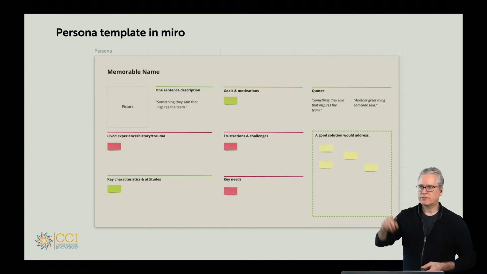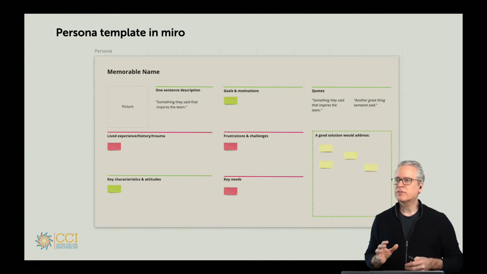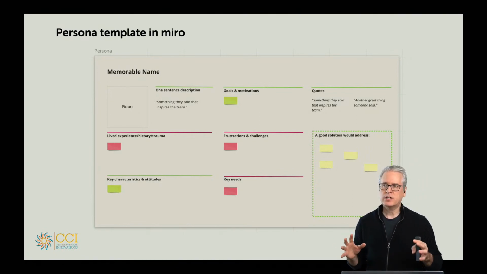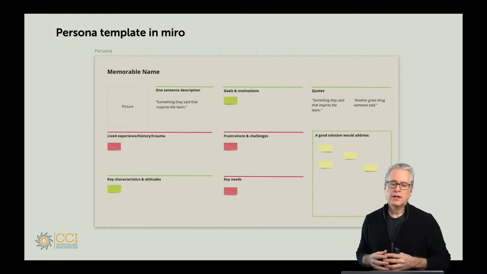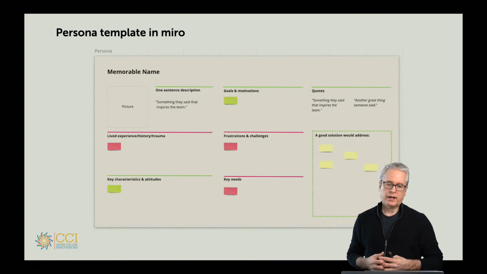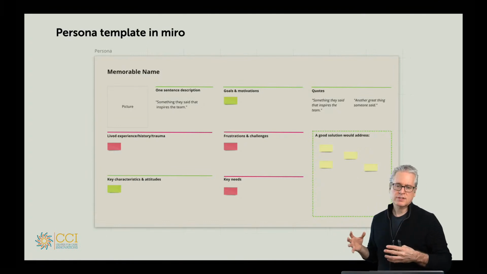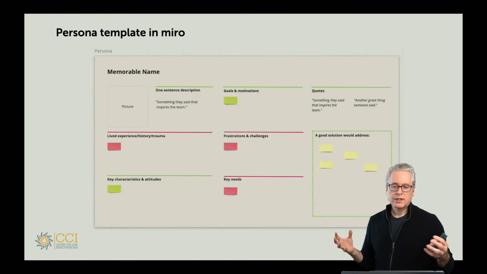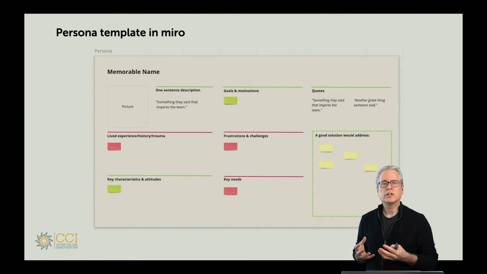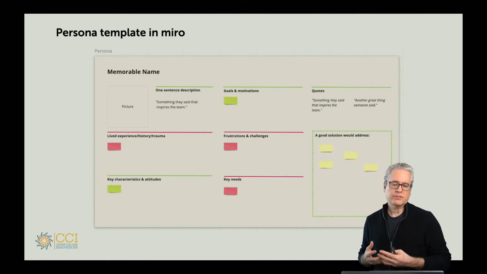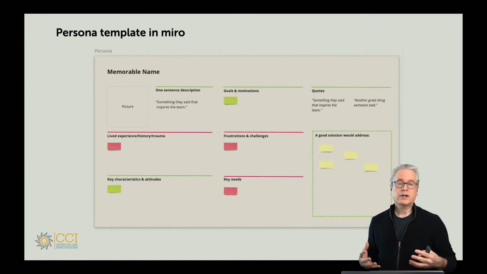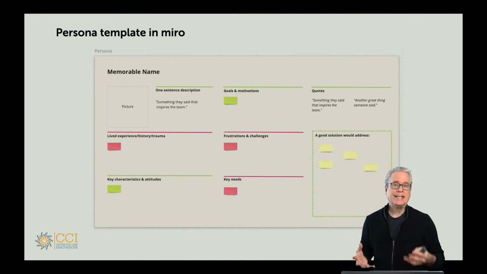And there's a Miro template for that. I tried to simplify it a little bit, but just because we have the dimensions in here doesn't mean you have to fill them all in, but it's a great starter template. So we have a 1-sentence description, goals and motivations, quotes, their lived experience, the history, any trauma, kind of capturing that notion of what they have faced in their lives and who we are designing for, frustrations and challenges with their experience, key characteristics and attitudes, and key needs in their experience.